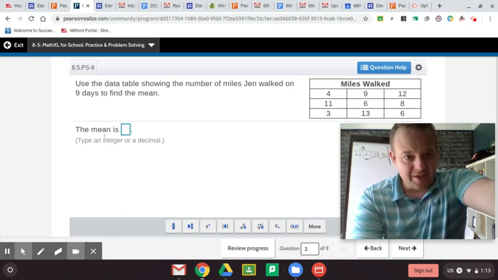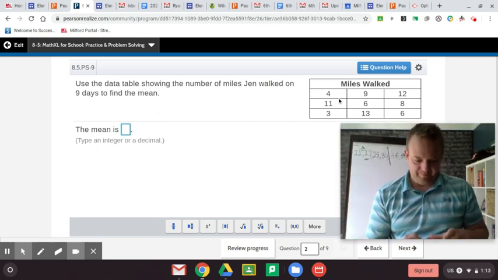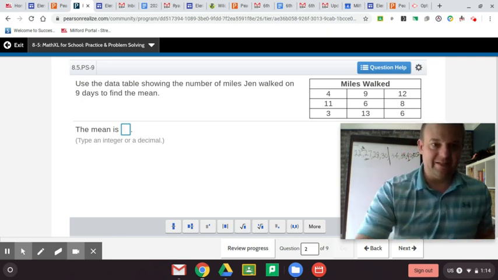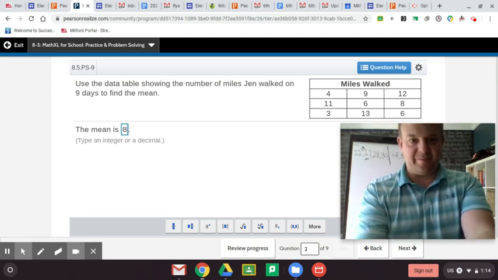The mean is blank. So use the data table showing the number of miles Jen walked on 9 days to find the mean. So we're going to add up all these and divide by 9. Use a calculator if you want. I got 72, and then I'm going to divide by 9, and I get 8. So 8 is the mean.